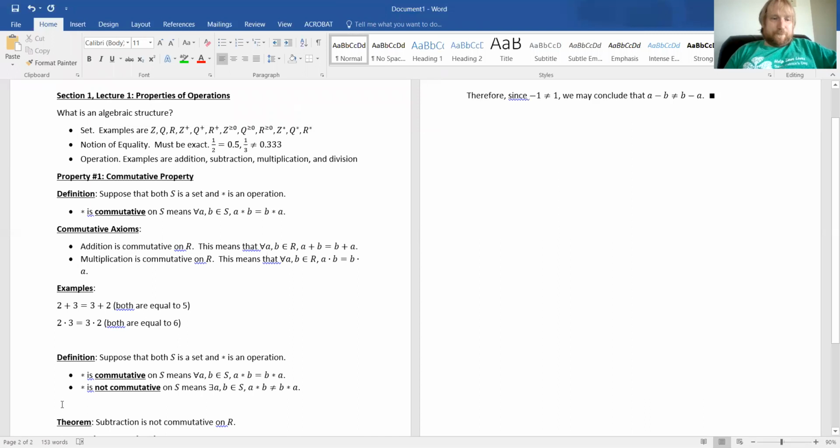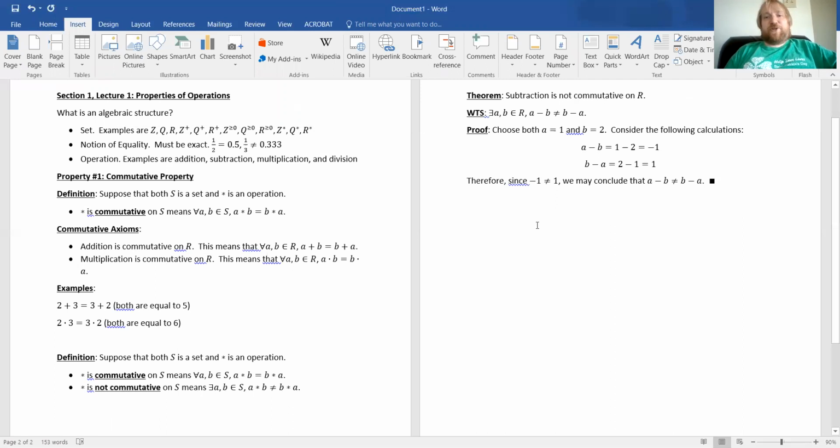Okay. We will page break that to put this all on the same page. Subtraction is not commutative on R. We want to show there exists A, B in R such that A minus B does not equal B minus A. So we choose A equals 1 and B equals 2. Consider the following calculations. We calculate A minus B, which is 1 minus 2, is negative 1. B minus A, which is 2 minus 1, equals 1. And since those two aren't equal, we know that A minus B does not equal B minus A.